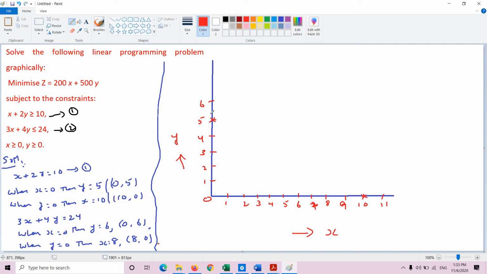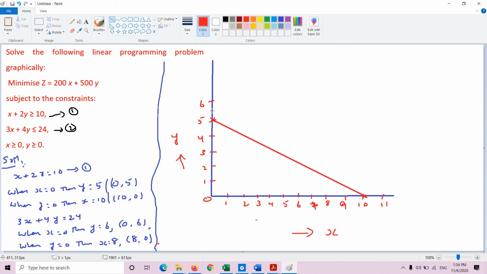We are going to join these two coordinate points. Here are 0, 5 and 10, 0. Let us join these 2 points. This is the line.